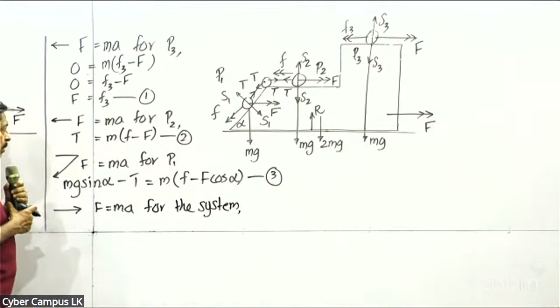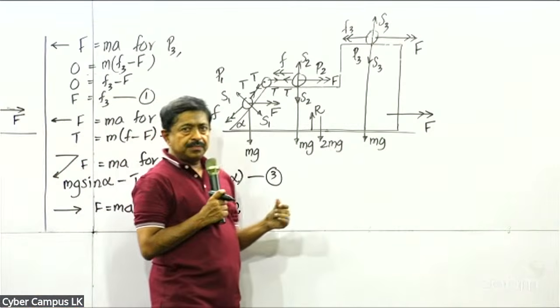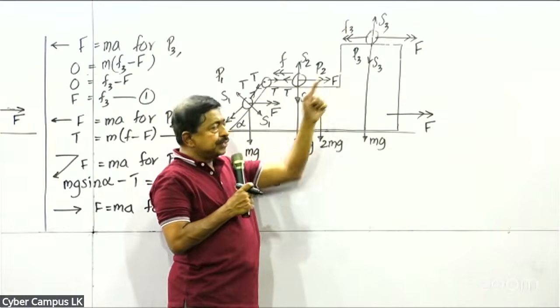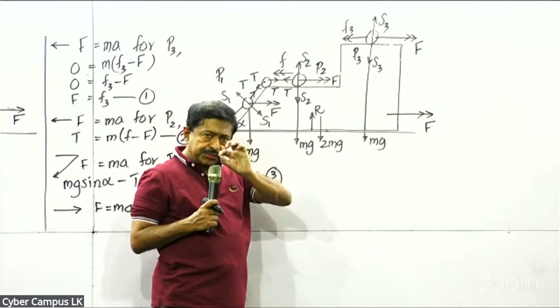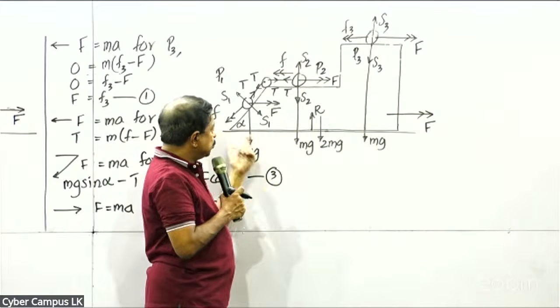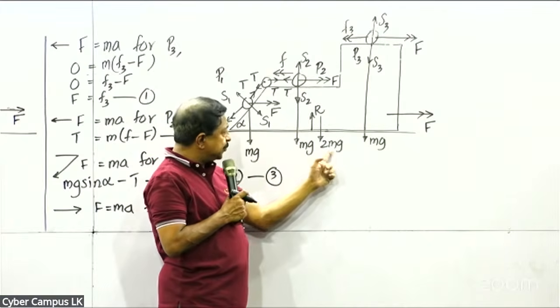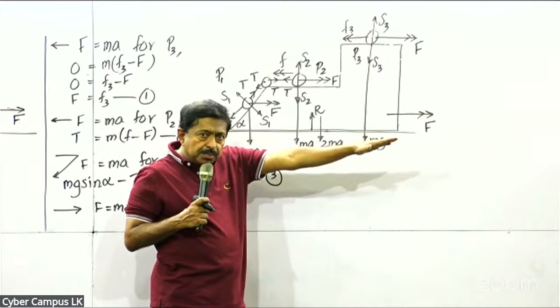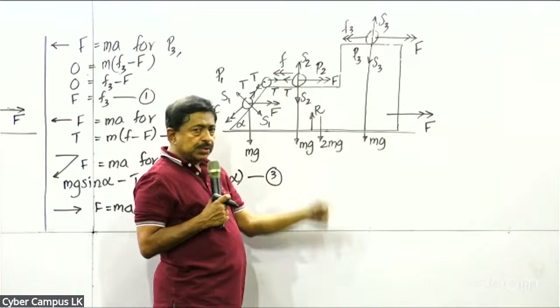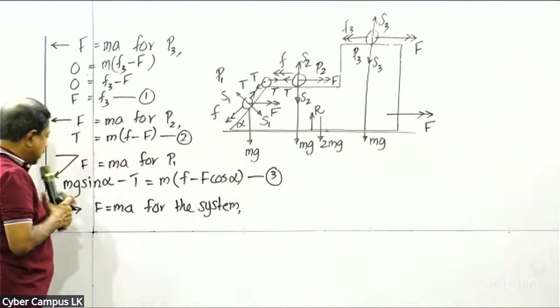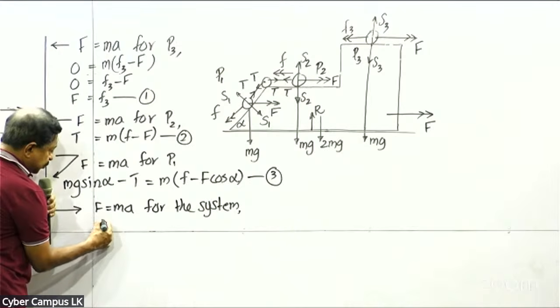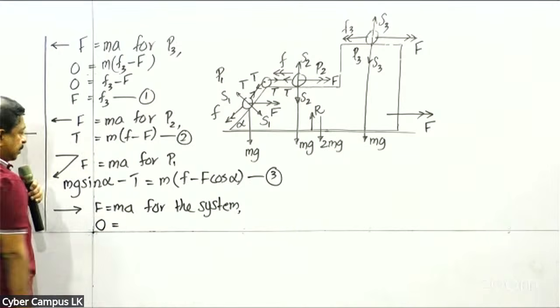So if you apply F equals ma for the system, this is what you get. Now, what are the forces? S1, S2, S3 are internal reactions. T is an internal thing. So those things will not appear, and these weights will not appear since we apply horizontally. R will not appear as well. So nothing will appear in that equation. So there's only zero force.